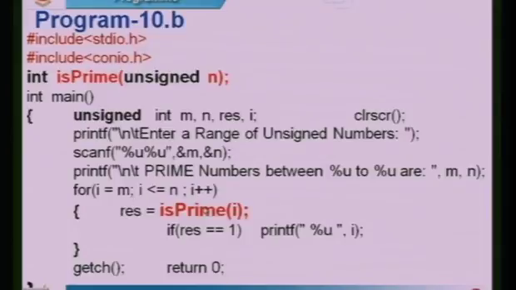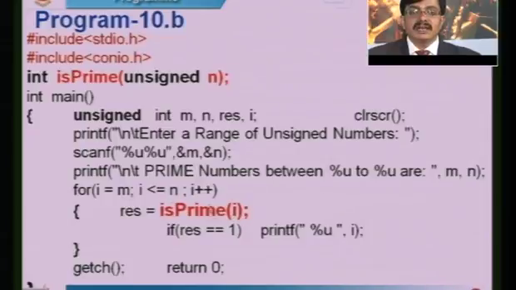Each number i I will take, and I will confirm whether it is a prime or not. Result is equal to isPrime of i. When i value is m, I will check with m, then m plus 1, then m plus 2, then m plus 3, until the value reaches n. If 1 to 100 is the given range, I check isPrime 1, then i plus plus, isPrime 2, then when i becomes 3, isPrime 3, and that will go up to n, so that I can get the prime numbers between m and n.